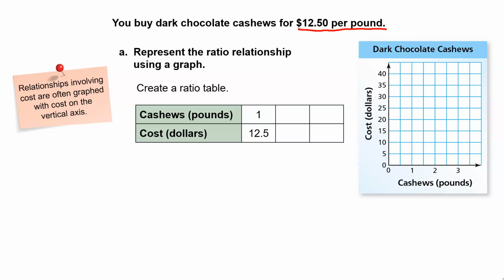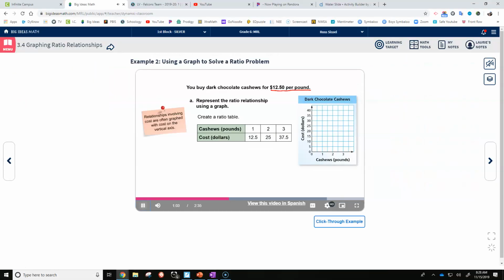Add 1 to 1 to get 2, and 12.50 to 12.50 to get 25. Use repeated addition again with the quantities from the original ratio to get the equivalent ratio 3 to 37.50. Use the equivalent ratios 1 to 12.50, 2 to 25, and 3 to 37.50 to create ordered pairs. The ordered pairs. Alright, so mainly, here's the first thing.